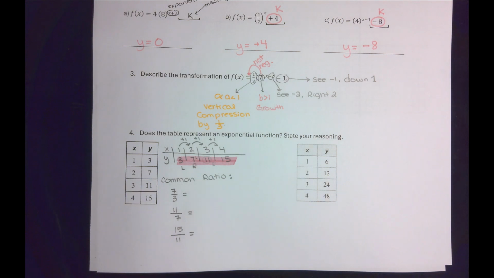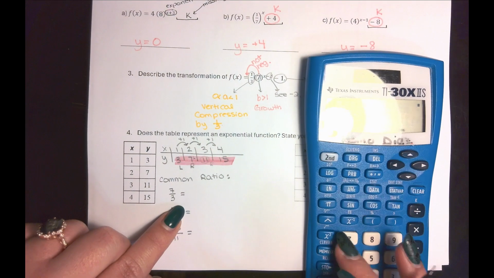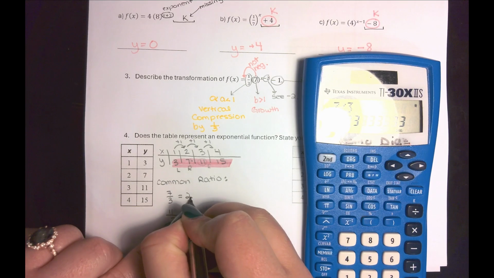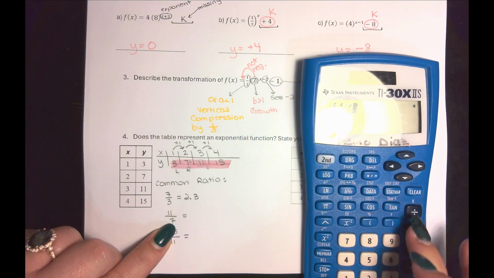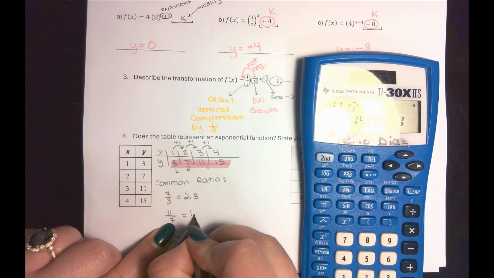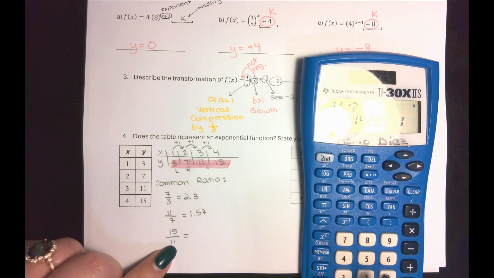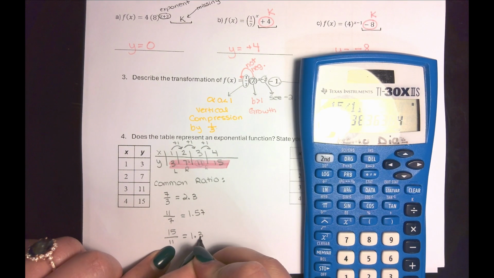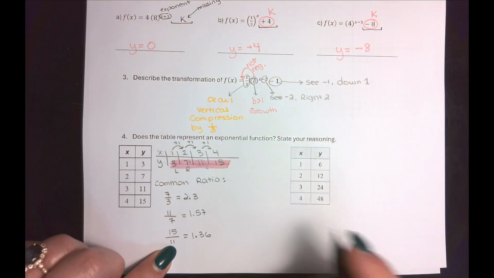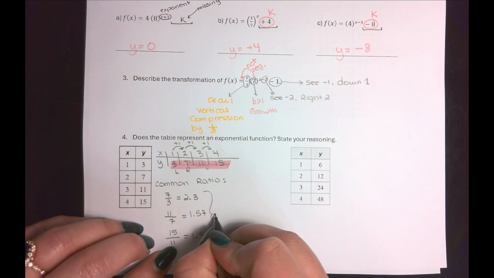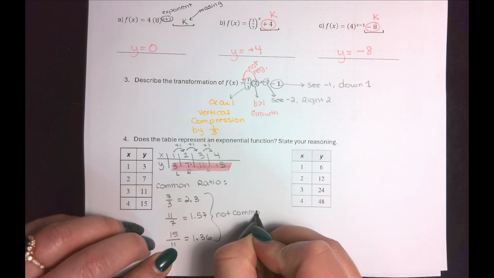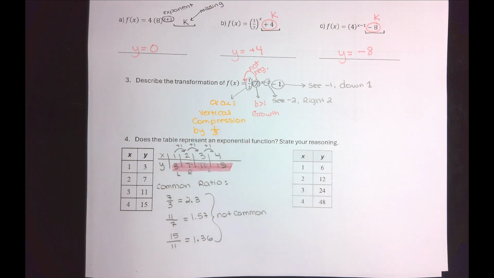If these give us the same value... 7 divided by 3, I get a 2.3. 11 divided by 7, I get a 1.57. Now, I understand these are decimals. Typically, we say no decimals. I'm just showing you how these are not the same thing. Not common. If it was common, then we can see what the fraction is.